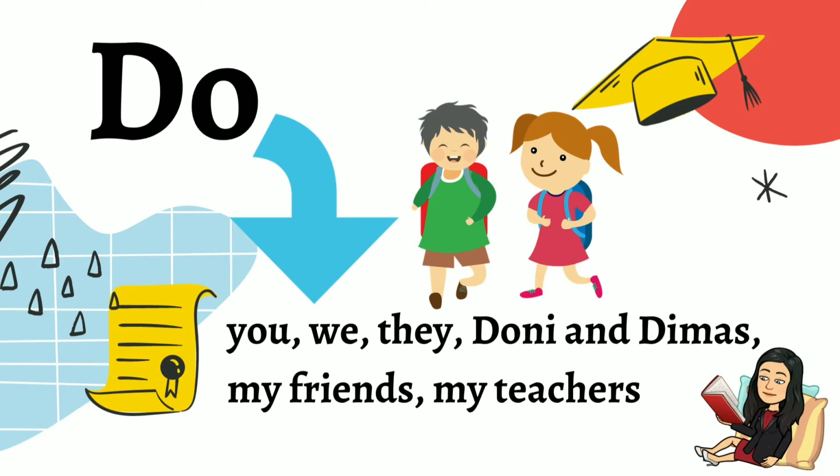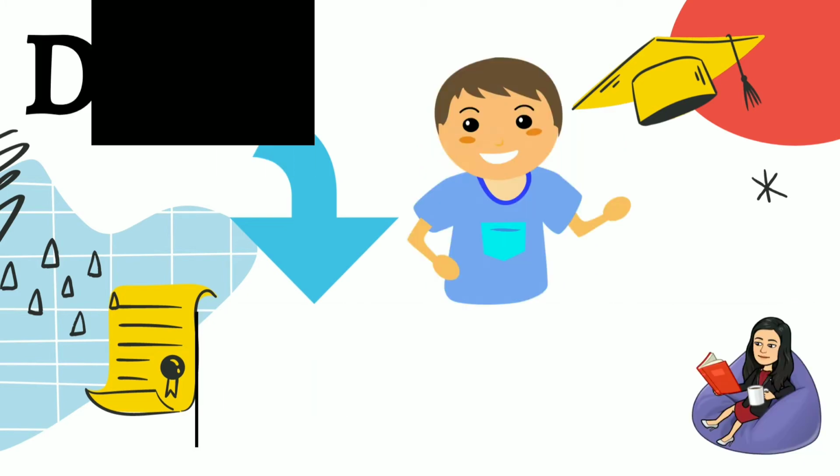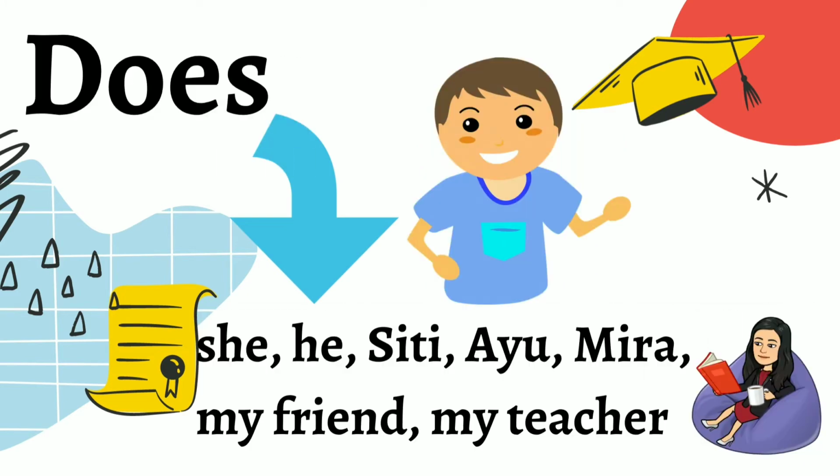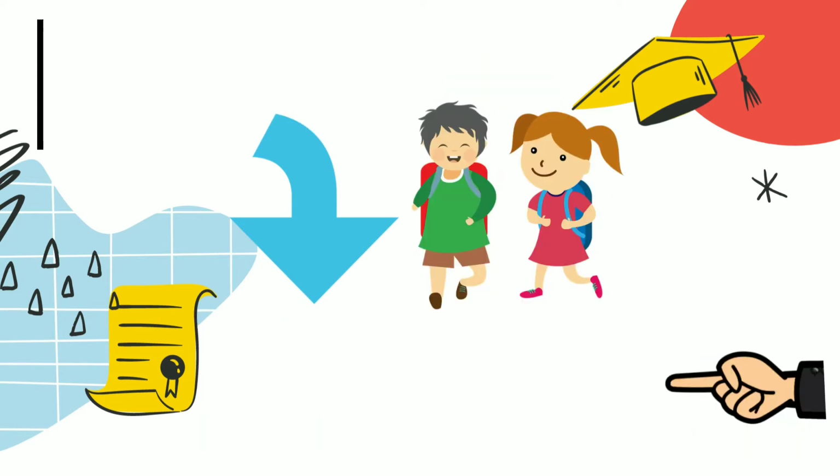And then the other question is when we can use does. We have to use does if the subject is only one, except I, okay? We cannot use does for I, yeah? We have to use does if the subject is like she, he, Siti, Ayu, Mira, my friend, and also my teacher. It means that the subject is only one, but not for I, okay? Remember.